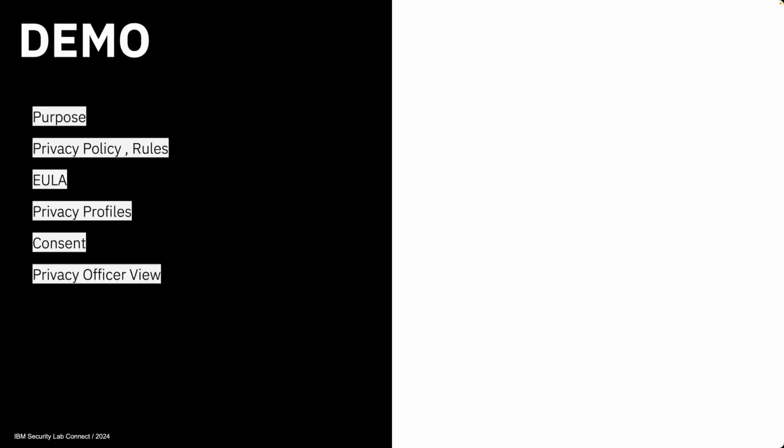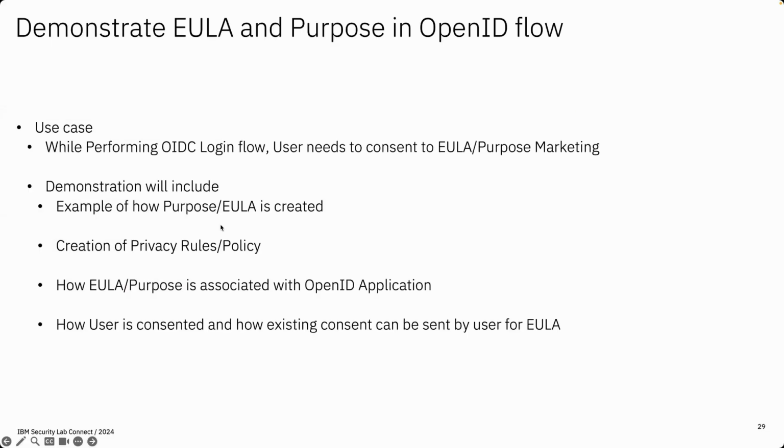So we are going to have a demonstration about each concept, and we'll be creating some in this session. We will have a very simple use case where you log into an OIDC application, create a purpose, check the rules, create a rule, create an end user license agreement, and see what the different consents are, how a user sees their consent, and how they delete it. Okay, so let's move on to the demo.